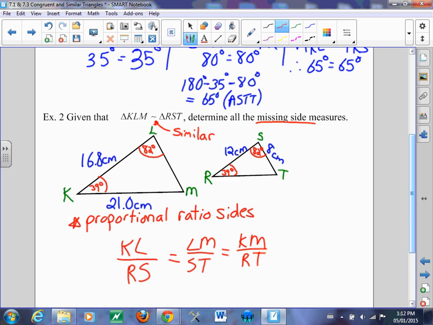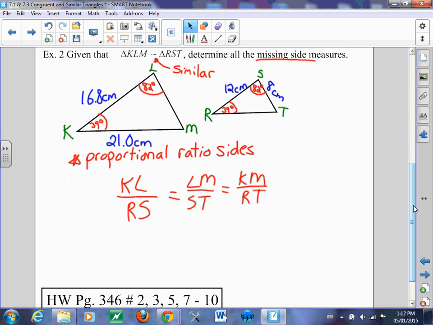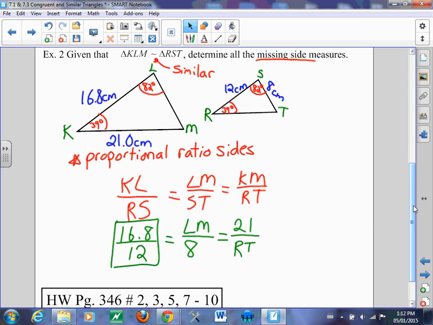Okay, once you've set that up, folks, then you just need to enter the information in. So enter the side length information that we have. So KL is 16.8 divided by RS, and RS equals 12. So there is our given ratio that has the information on both sides. Okay. So what do we have here, folks? We have LM doesn't have a measurement, but ST does, of 8, equaling KM, which is 21, over RT does not have a measurement. So we need to find LM and RT.